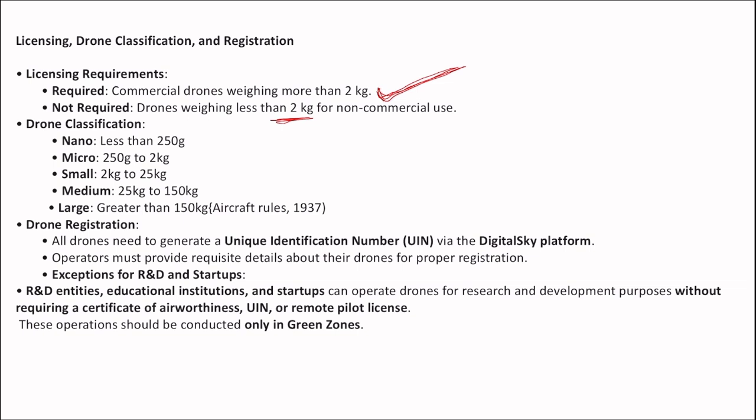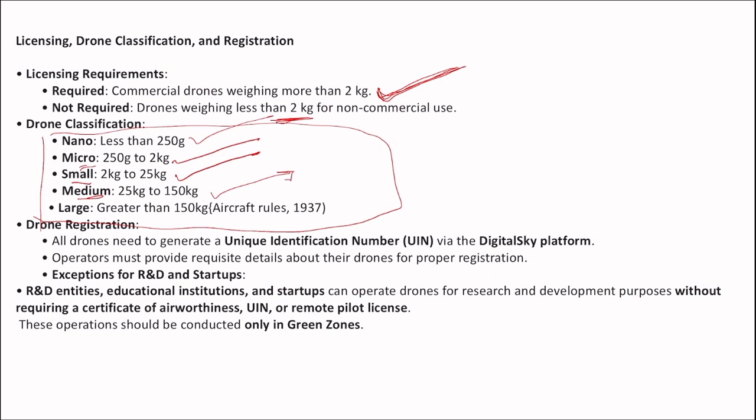And then this also gave the classification of drones. Nano is less than 250 grams. Micro is 250 grams to 2 kg. Small is 2 kg to 25 kg. Medium is 25 kg to 150 kg. Large is above 150 kg, so any drone greater than 150 kg is classified as a large drone.